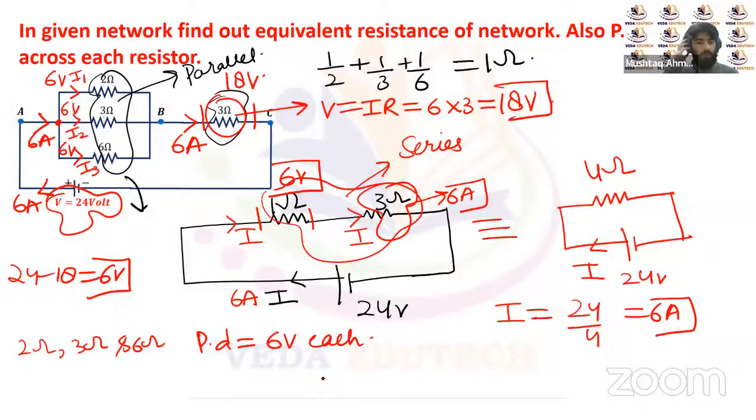So that's how we solve this circuit, right? We use both concepts here. First of all, we use the concept of parallel combination. Then we use the concept of series combination to find the total current. And from there, we calculate the potential drop across each of the resistors, right?